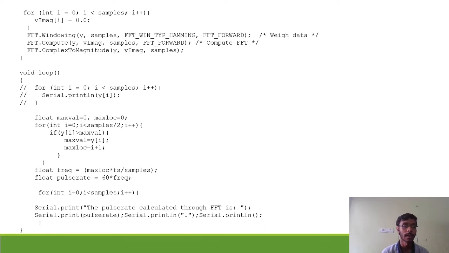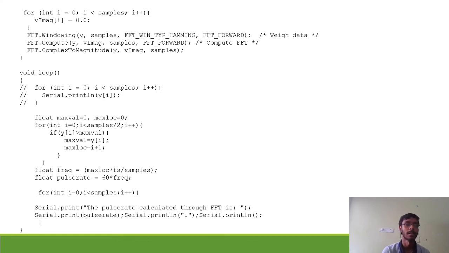Next we need to find the pulse rate. For finding the pulse rate, the process is the same. We will be calculating the maximum frequency, as we did in the DFT. For i equal to 0, i less than samples by 2, we calculated the maximum location. After calculating the maximum location, we found the frequency by the formula maximum location times fs divided by samples. Samples should be 128 here because it is in the frequency domain and we have taken 128 samples, not the input samples. Then pulse rate equals 60 times frequency. Now we are printing the pulse rate.